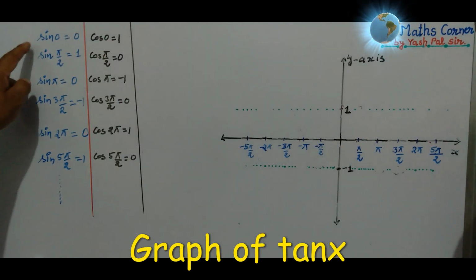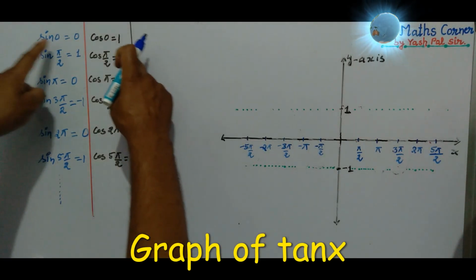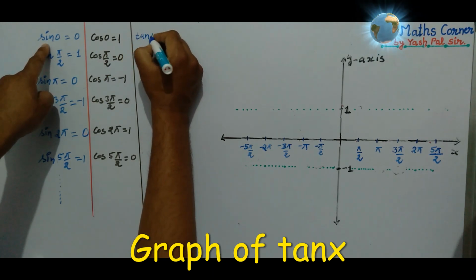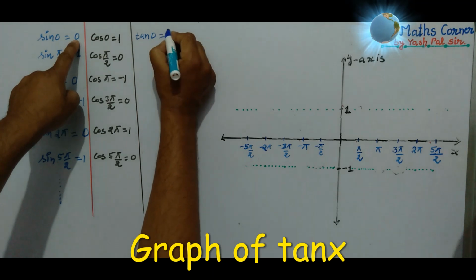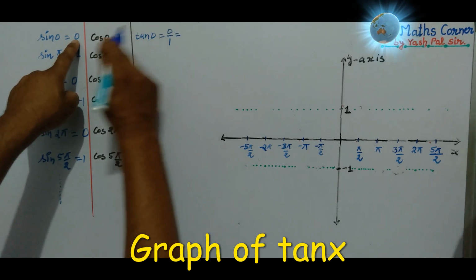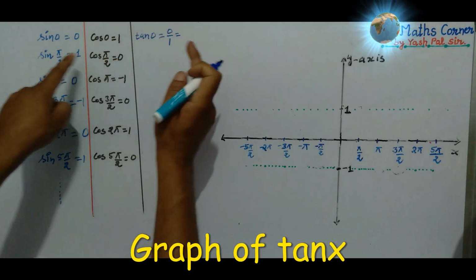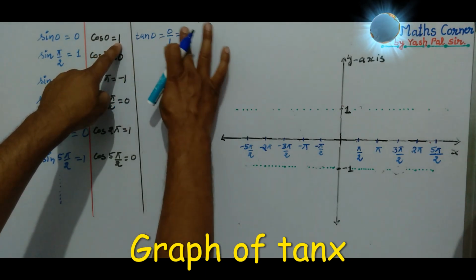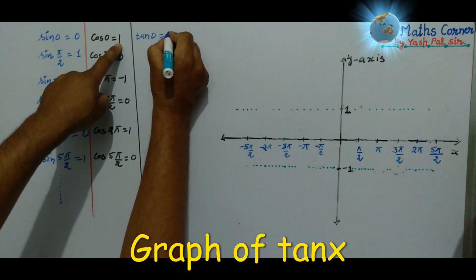Now let us find the value of the tangent function. First of all, what is tangent 0? That is equal to 0 divided by 1. Sine upon cos is tangent. 0 divided by 1, the answer is 0. So this is equal to 0.